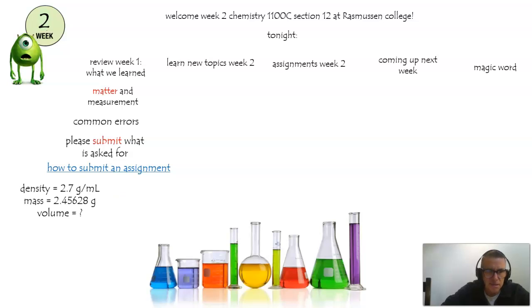Let's solve a problem and do it right. Suppose you were given a chunk of aluminum. Its density is 2.7 grams per mL. You stick it on a scale, you find that it's 2.45628 grams. The question is, what is the volume?